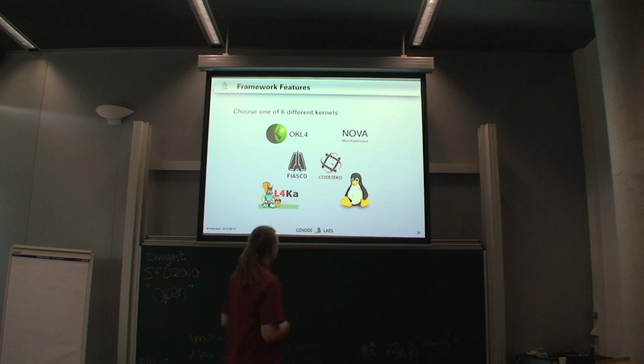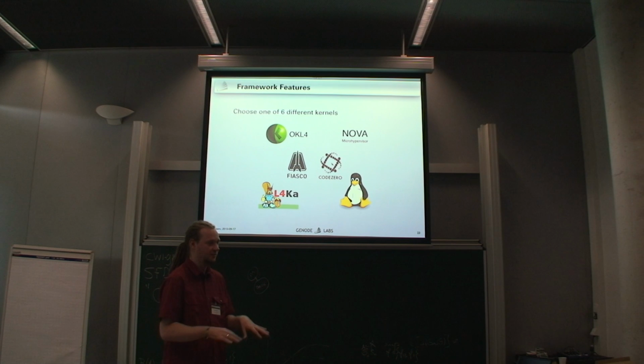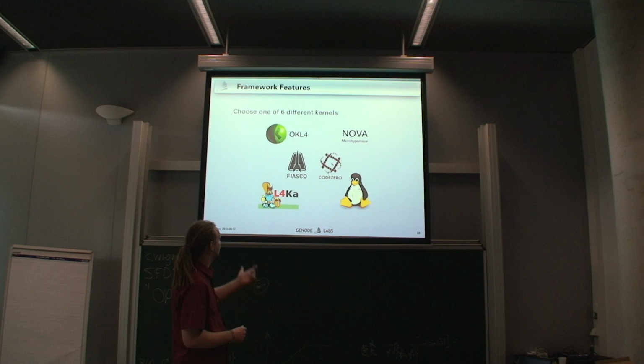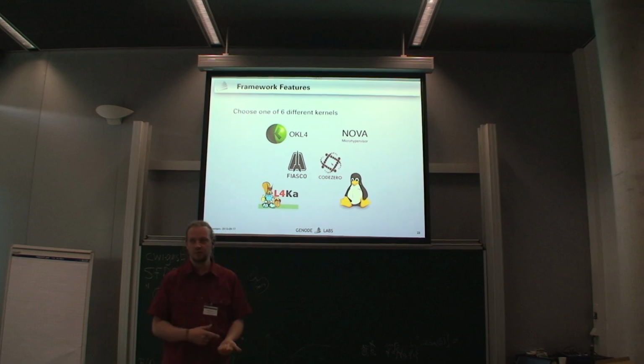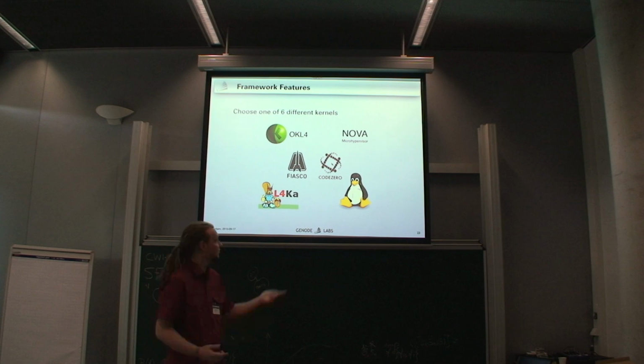So for this reason, we designed Genode in a way that it makes it possible to run on different kernels. So you can choose one of these 6 kernels as base platform for the complete operating system, and select one of the kernels that fits best your application at hand. For example, if you need real time, then certainly Fiasco, OKL4, or Pistachio are good choices. But if you want to develop things, Linux is perfect.